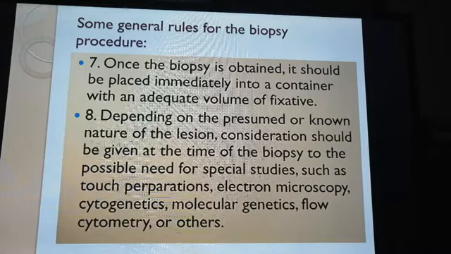Number seven, once the biopsy is obtained, it should be placed immediately into a container with an adequate volume of fixative. Number eight, depending on the presumed or known nature of the lesion, consideration should be given at the time of the biopsy to the possible need for special studies such as touch preparations, electron microscopy, cytogenetics, molecular genetics, flow cytometry, or others.